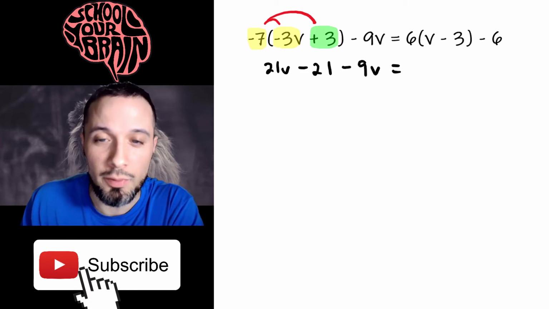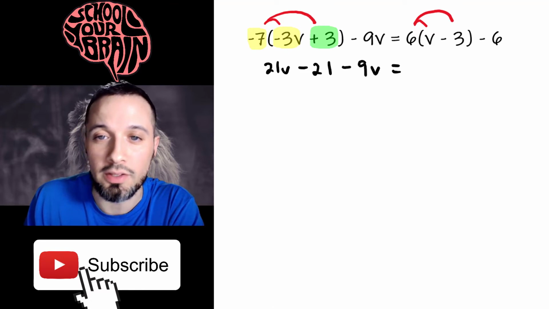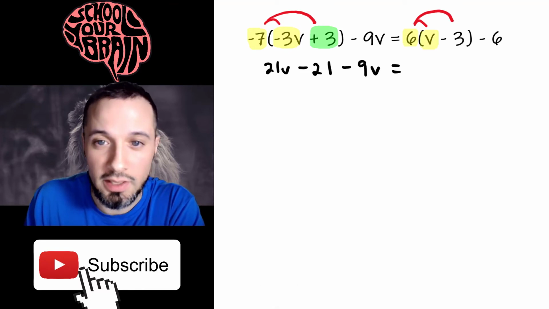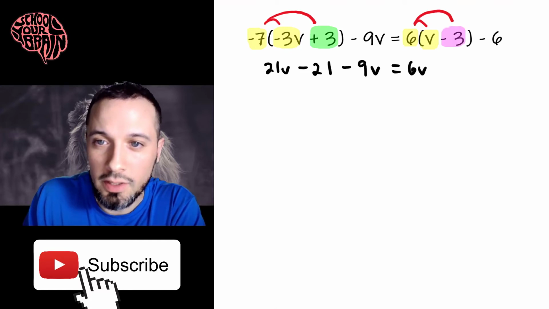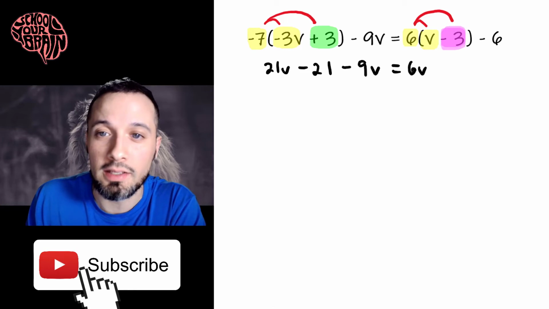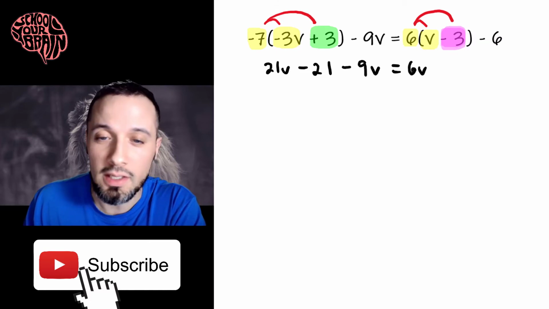I have to distribute the 6 and multiply that with the v and the 3 inside the parentheses. I'm going to multiply the 6 times 1v, which gives me 6v, and then 6 times -3. So I always pay attention to the sign in front of the number. In this case, I consider it to be a negative, because if I wrote it as addition, it would be plus -3. But that definitely is a strategy I use.